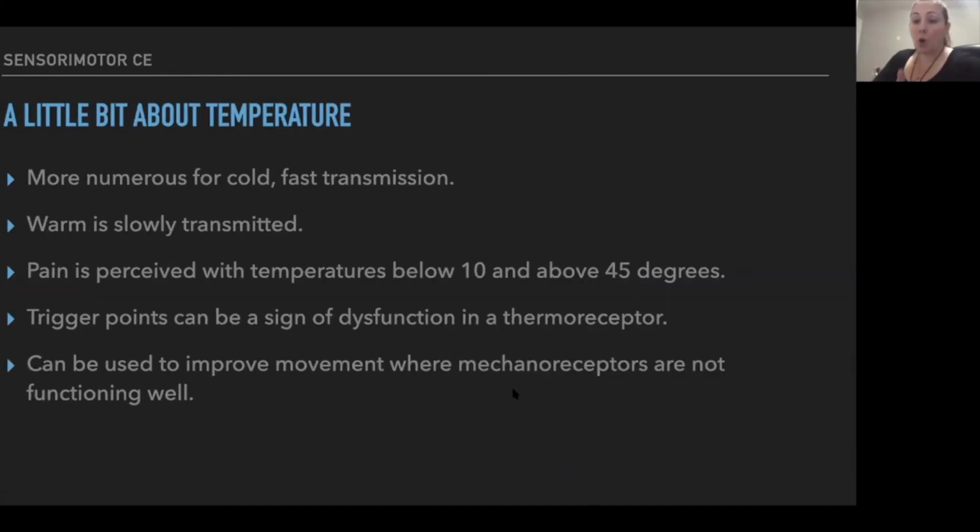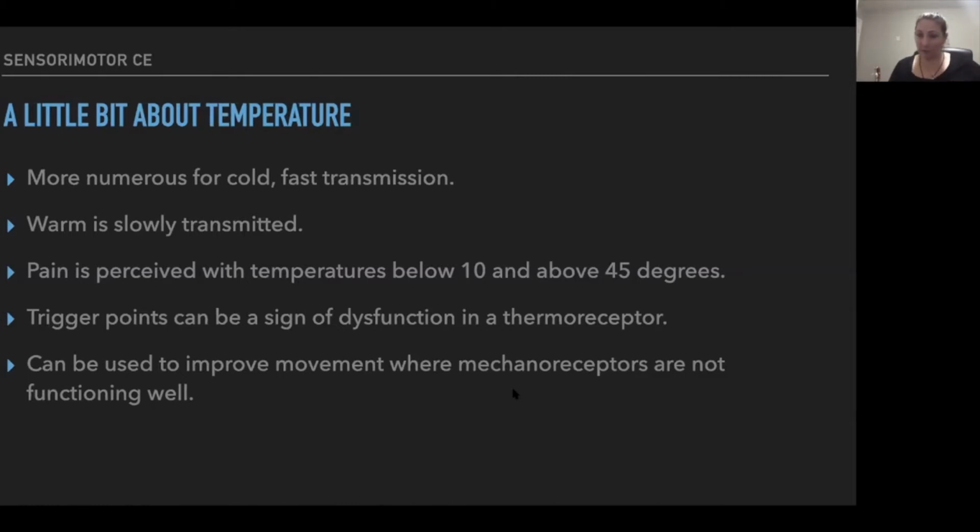You can use cold stimulus to allow people to be more aware of where you want their body to move, and how you want them to use their body. This is specifically good for people who have mechanoreceptor dysfunction. If people have pressure receptors or touch receptors that aren't functioning really well, like maybe in a diabetic, for example, in the foot, because they have peripheral neuropathy, when there's a mechanoreceptor dysfunction, that won't necessarily also include thermoreceptors.